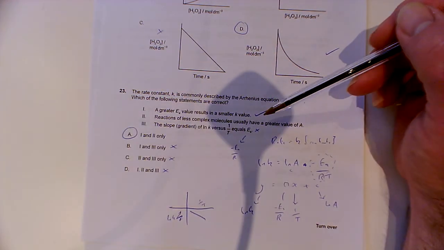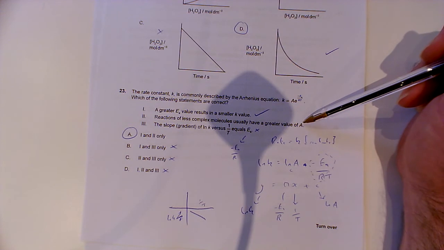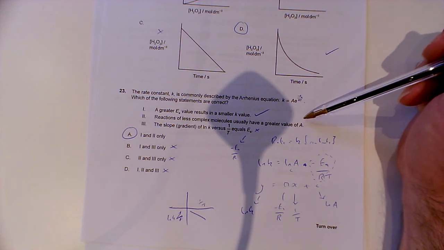So thinking a bit more about this now. Reactions of less complex molecules usually have a greater value of A. Well, I know that A is to do with the collision frequency, or the kind of collision factor.